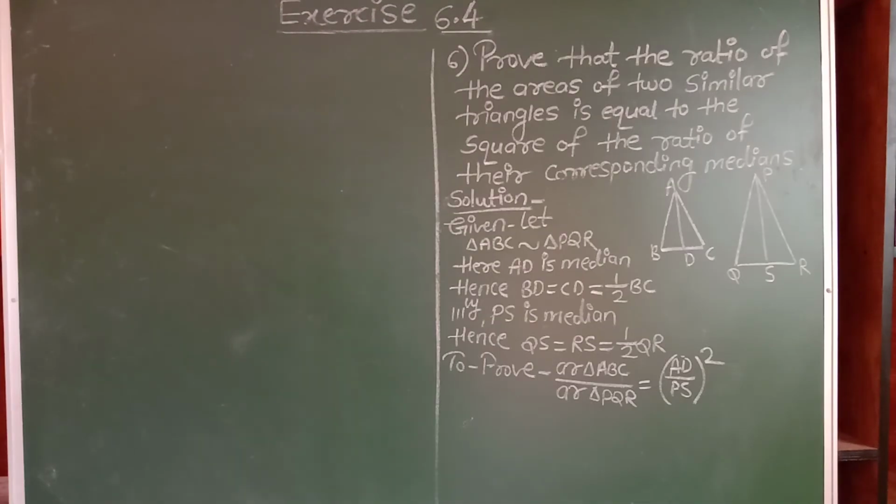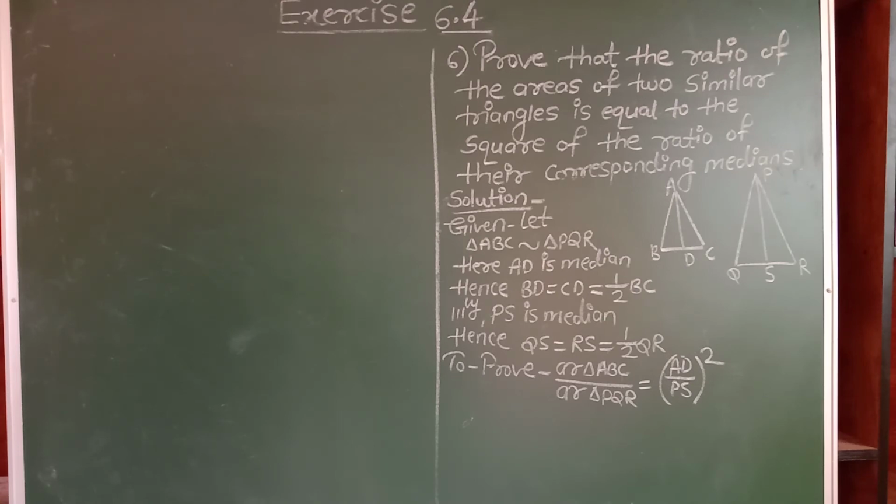Sixth one, prove that the ratio of the areas of two similar triangles is equal to the square of the ratio of their corresponding medians. Solution: given, let triangle ABC be similar to triangle PQR. Here AD is the median for triangle ABC, so BD is equal to CD is equal to half of BC.